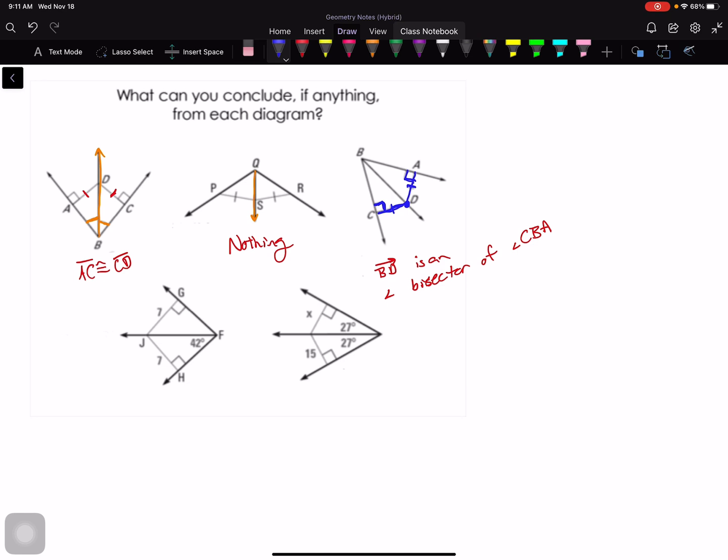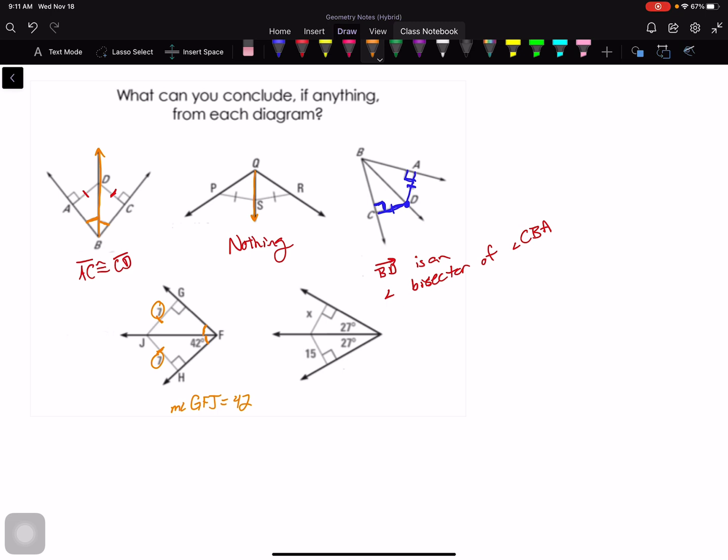Down here, now we're just using numbers instead of the markings, but we could say with confidence that the measure of angle GFJ also equals 42. So this angle and this angle would be congruent because, again, those perpendicular distances up here are congruent because they're both 7. So J is on the angle bisector, which means both those sides are the same.